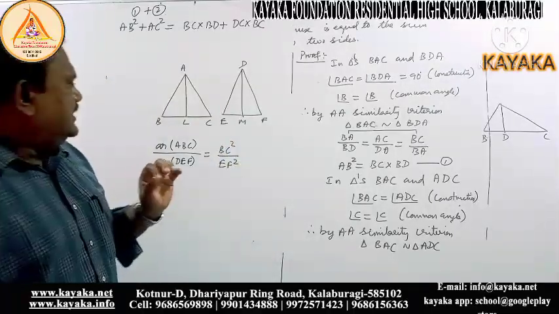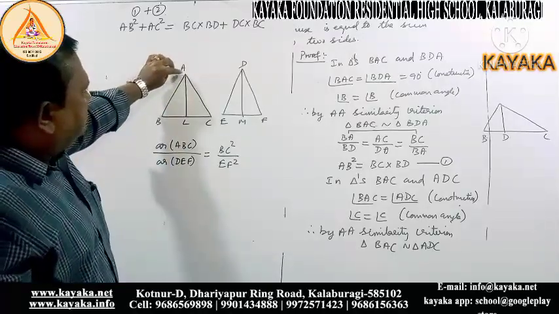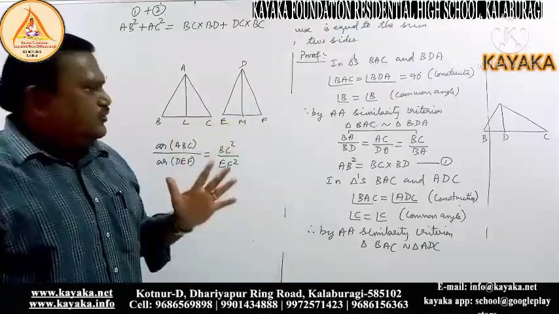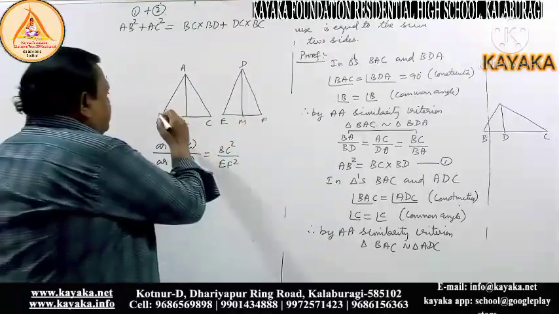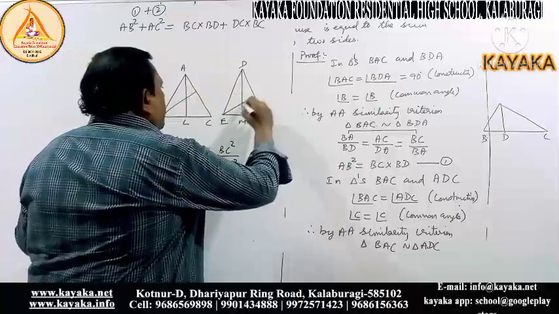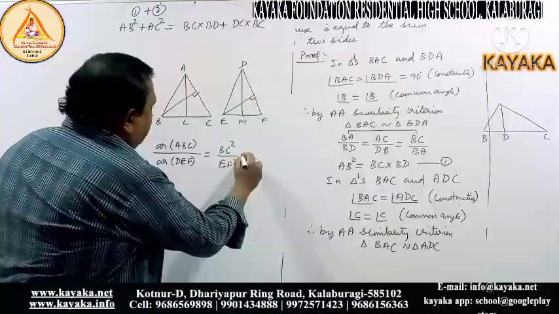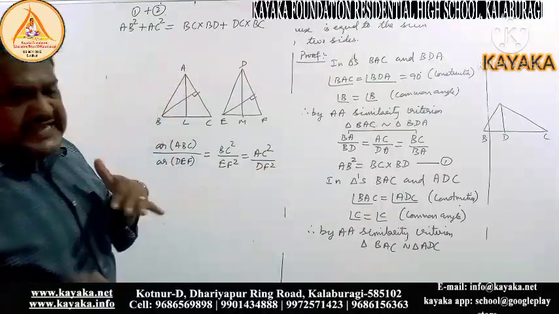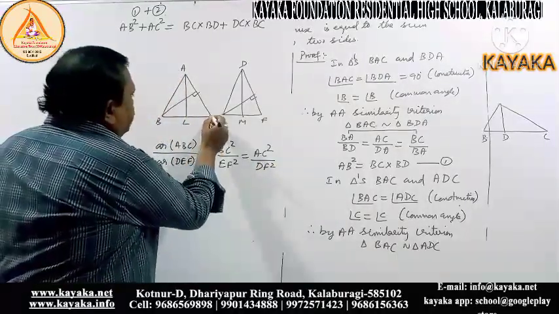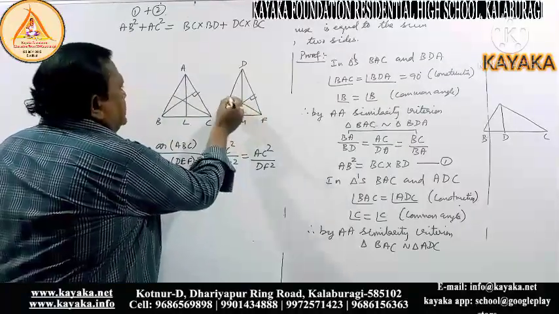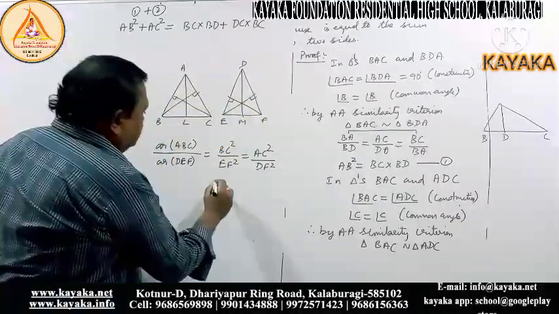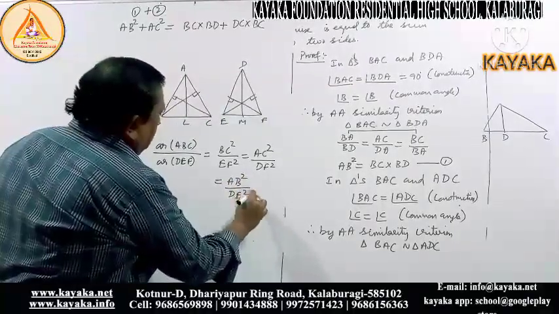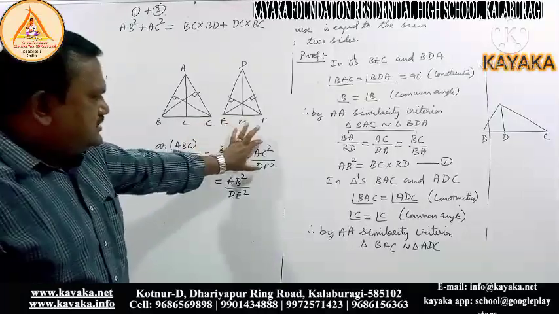Since we are dropping a perpendicular from this vertex to the base, that's why we are writing here BC square by EF square. Suppose we are dropping a perpendicular from B like this, the same you can write as AC square divided by DF square. Suppose the same perpendicular we are dropping from C, that can be written as AB square divided by DE square. We can prove by using this or this or this.